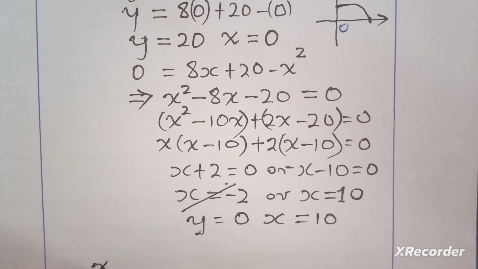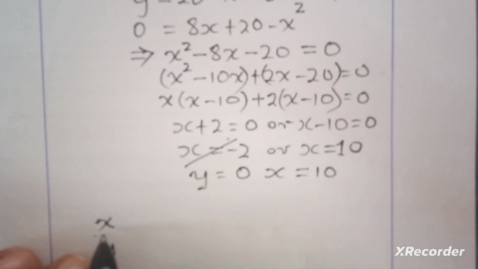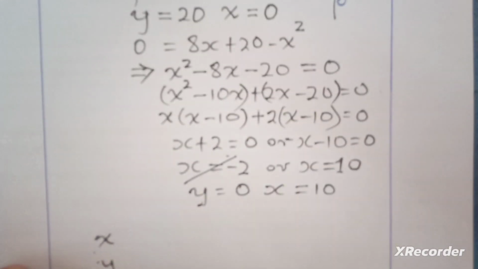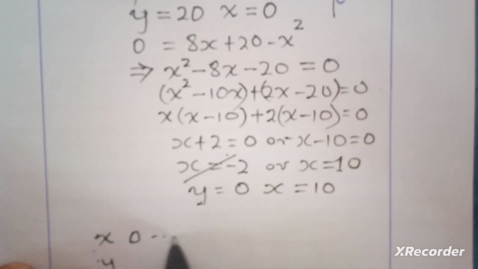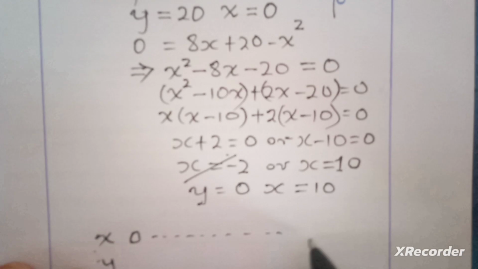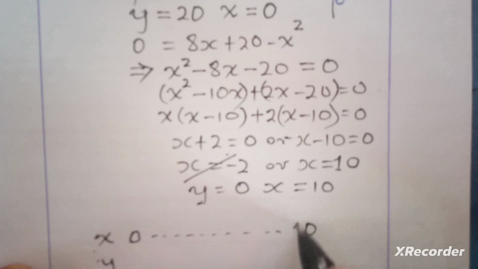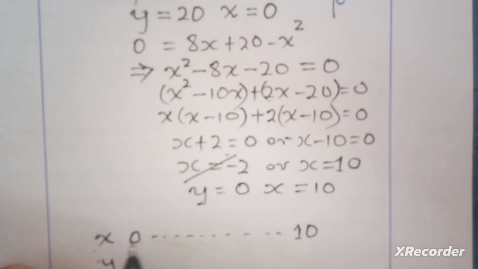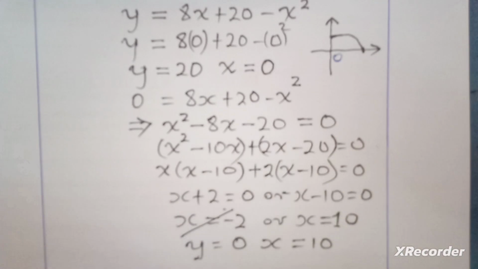So guys, when we now draw our graph, we have x there and we have y. For x we begin with 0, and this goes up to 10. So we can have 0, 1, 2, like that, up to 10. But let's look at this: we have 0 there, and when x is 0, y is 20.